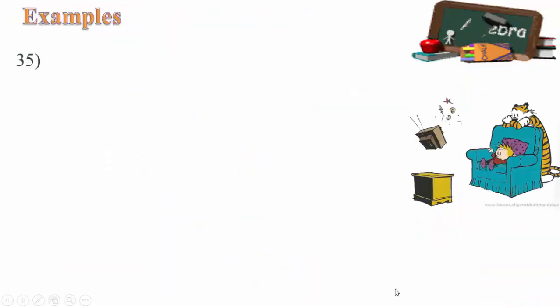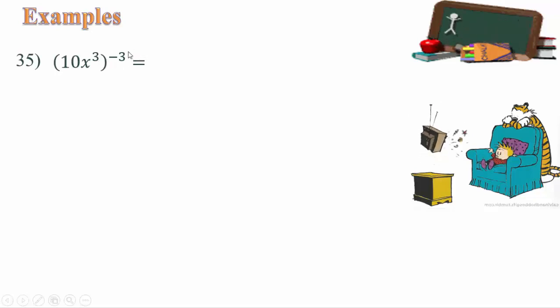In example number 35, we have 10x cubed, and this is to the negative 3rd power. So here again, I'm going to work this out on the whiteboard. In example number 35, I have 10 x cubed, all to the negative 3.